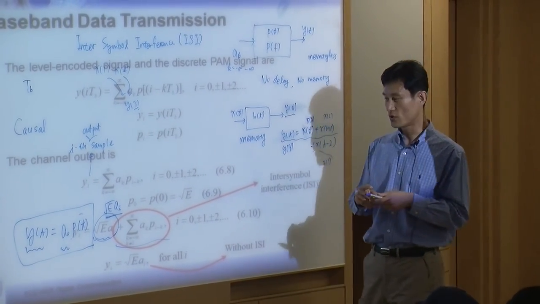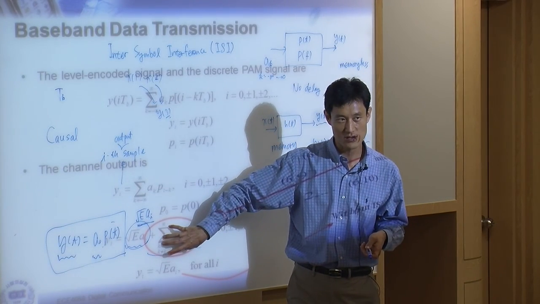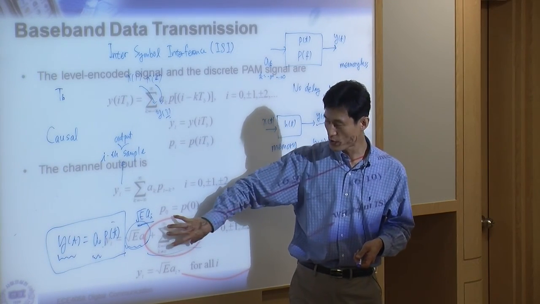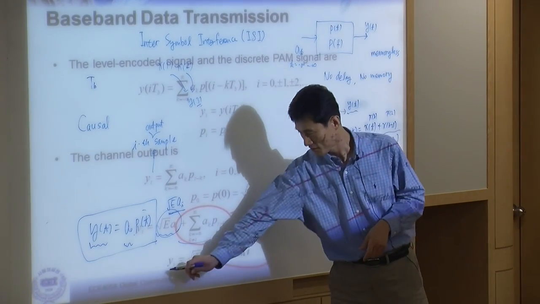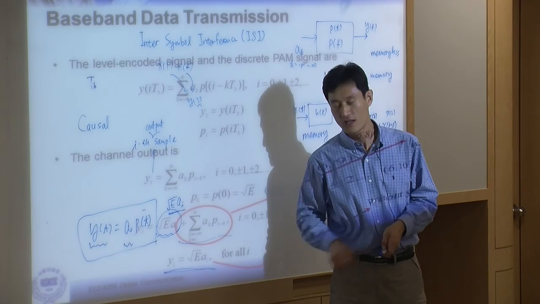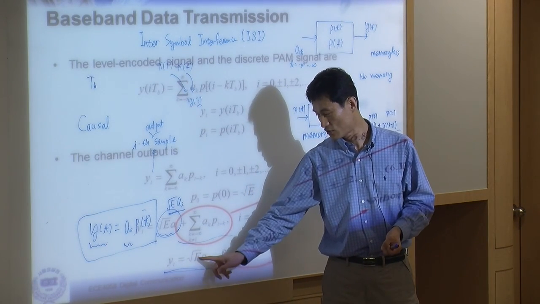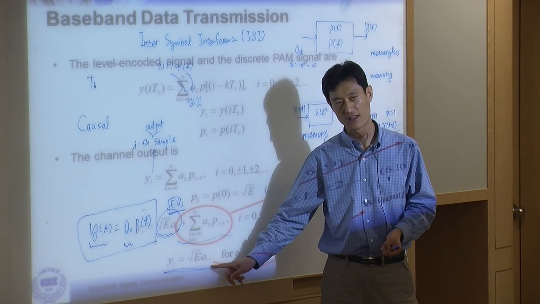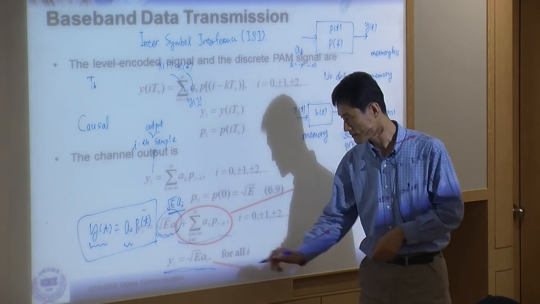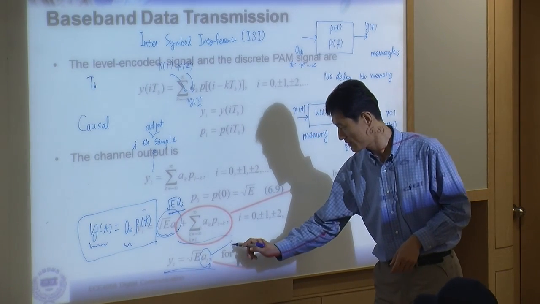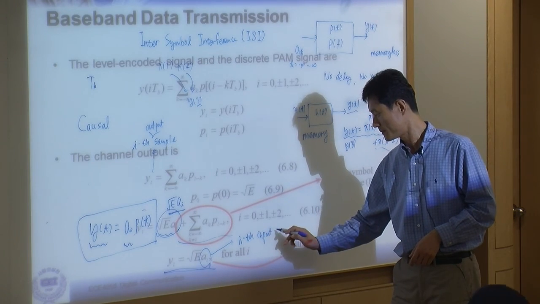So what we want to do is remove these red terms, the many summations. Once we can remove them, what's going to be our final output? This is going to be our final output: the ith output sample simply equals root E times A_i. A_i is the ith input sample.